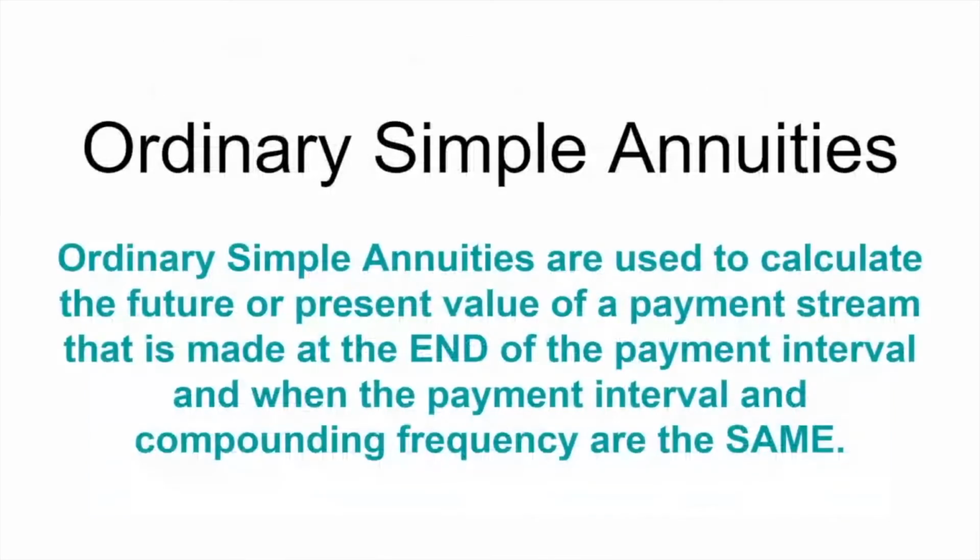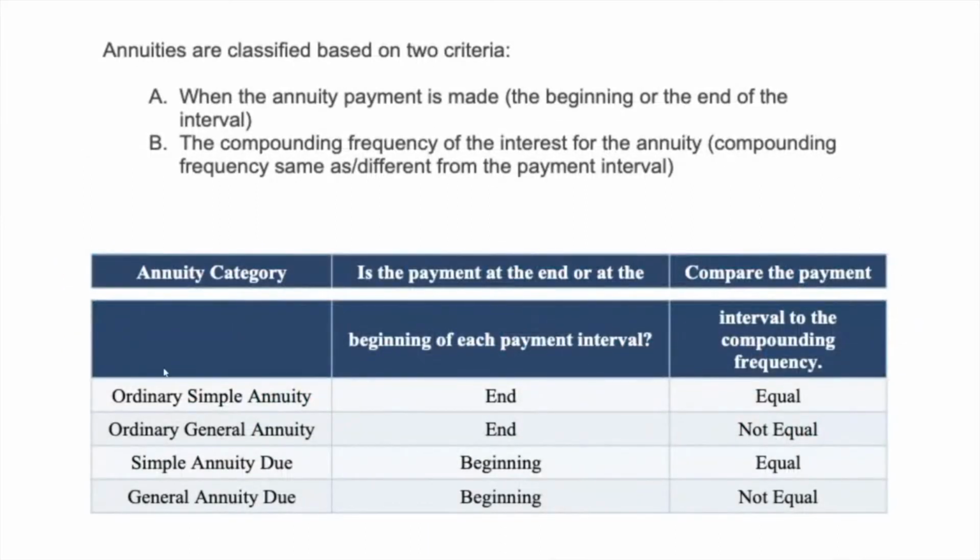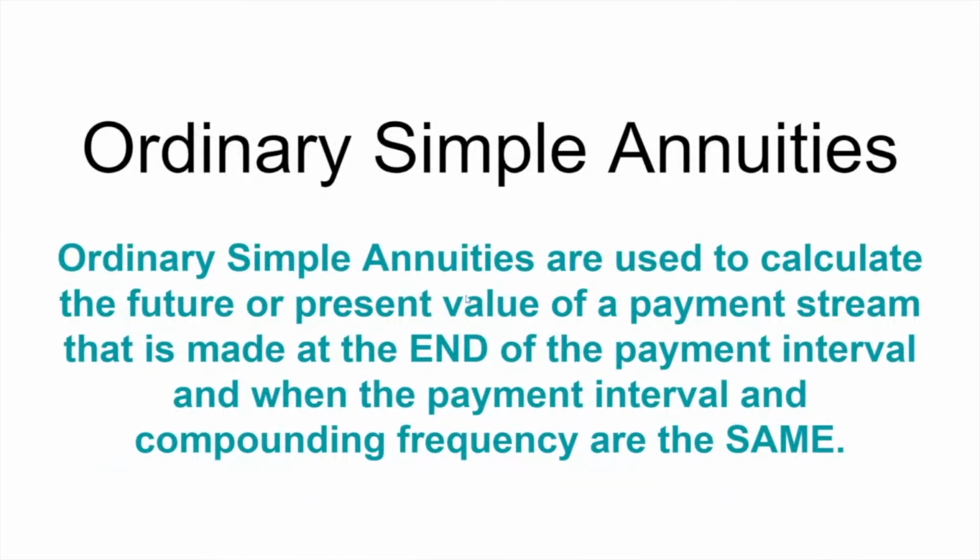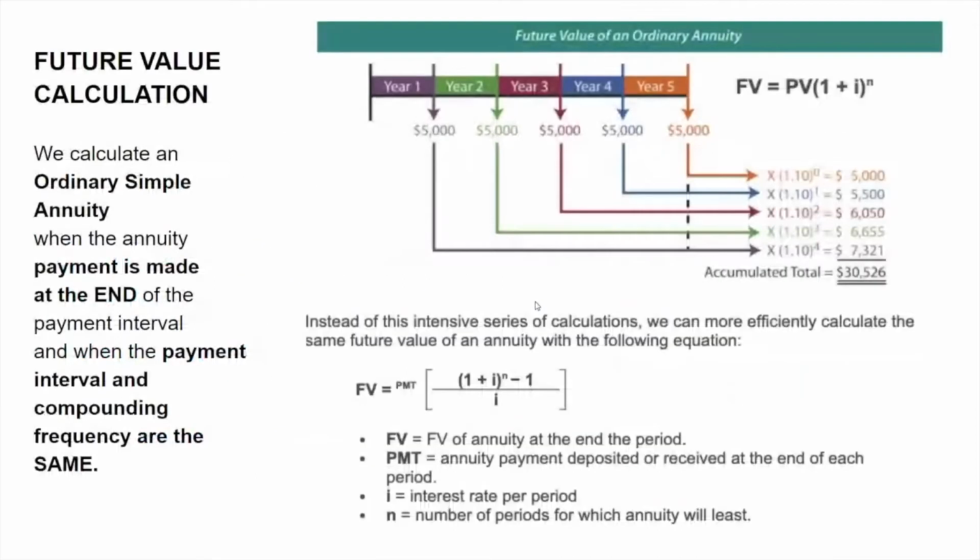The very first one we need to take a look at is this concept of ordinary simple annuities. Ordinary simple annuities are used to calculate the future value or the present value. So one is looking forward in time, the other one is looking back in time, of a payment stream that's made at the end of the payment interval, and when the payment interval and the compounding frequency are the same. So that's the criteria that we need to be able to distinguish in our minds. What exactly do we have?